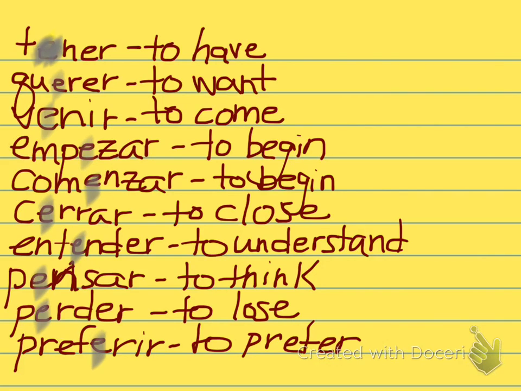In the case of preferir, there's 2 E's in the stem. The rule is that it's always the next to last syllable that changes. So in this case, preferir is 3 syllables. The next to last one is the one that will change. Okay, so make sure that we're not looking at the ending. That's going to change when you conjugate. You have to look at the stem for stem changing verbs.